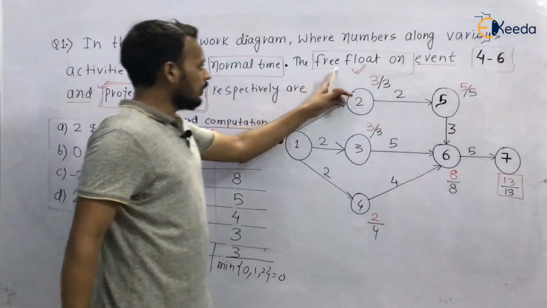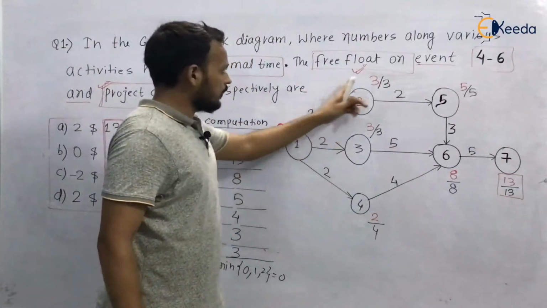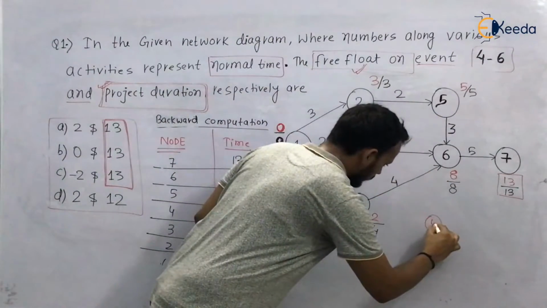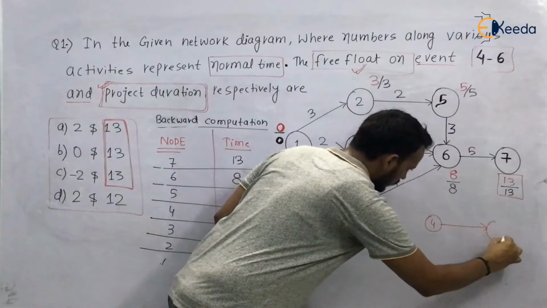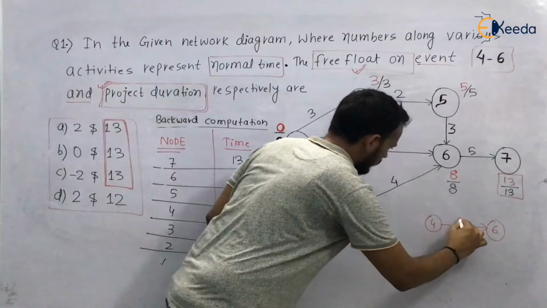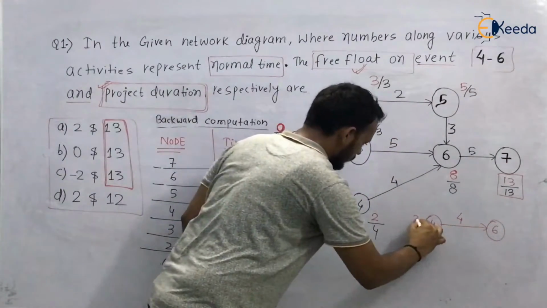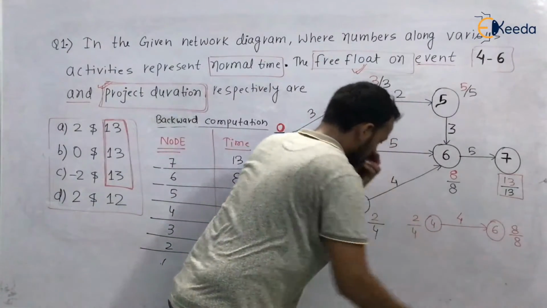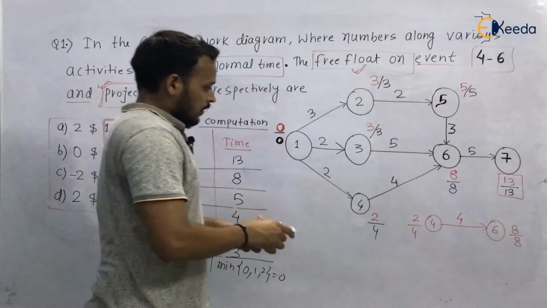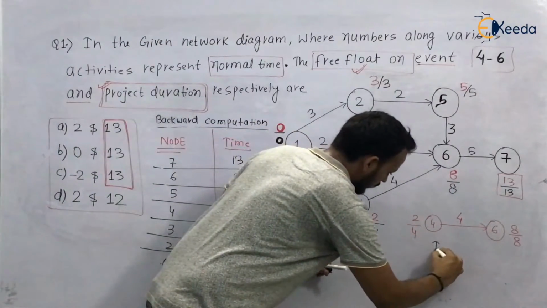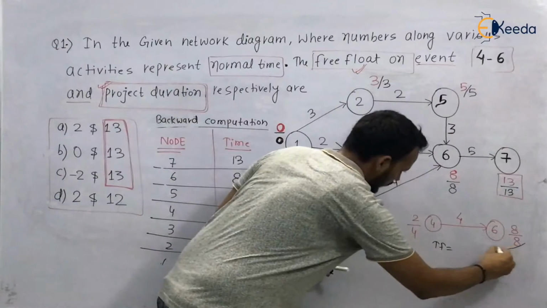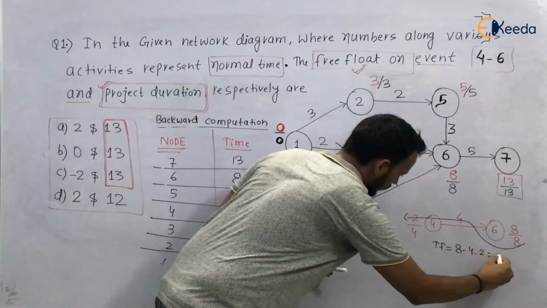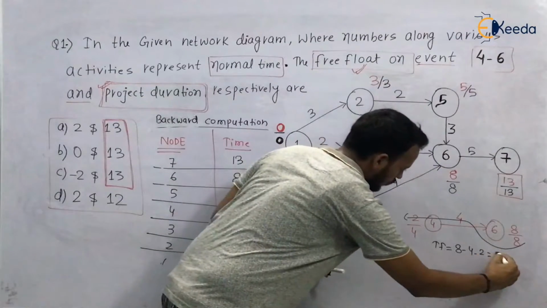We also have to find the free float on event 4 and 6. So just draw the event 4 and 6. The time completion is 4. It is 2 by 4 and it is 8 by 8. So total float is 8 minus 4 minus 2, it will be 4 minus 2, 2.